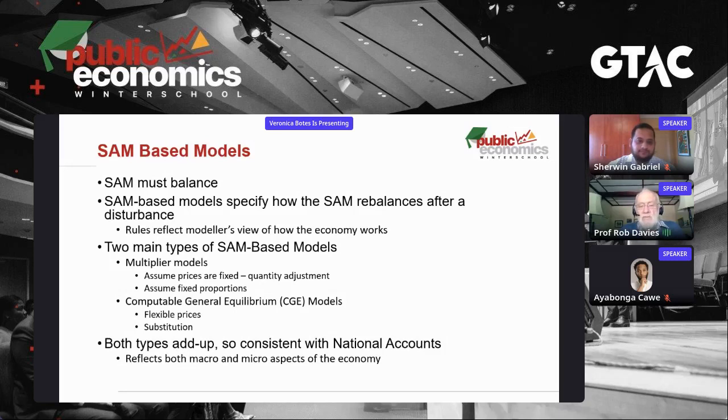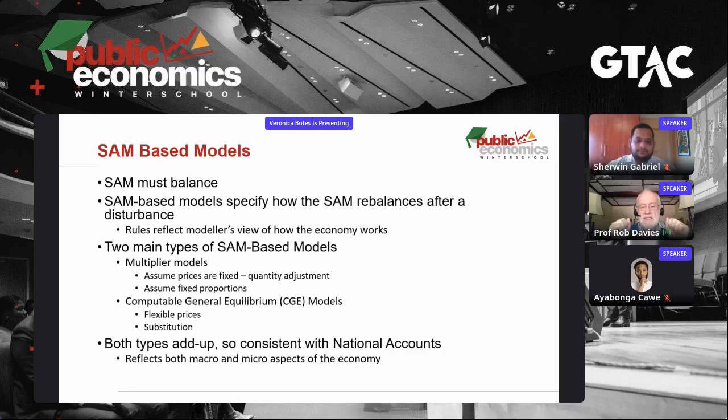When we're building a model based on the SAM, we write down those rules in a fairly precise way, and that reflects the way we think the economy works. There are 2 types of SAM-based models. Lots of varieties within them. Don't think it's, again, one model fits all. There are lots of different varieties and a big literature on this. But the 2 broad types in this family are multiplier models, which we're going to talk more about.